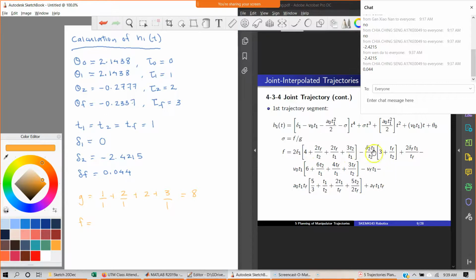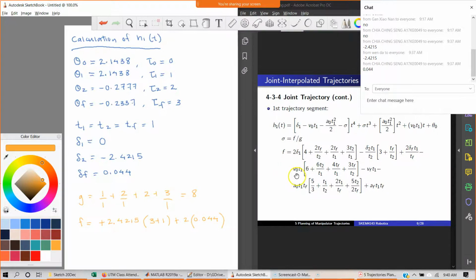Then this one you have to compute. So minus delta 2, we have this minus is positive, right? 2.4215. T1 is 1, T2 is 1. Okay, just leave it as it is. Plus 3 plus Tf is 1, T2 is 1, plus 1. Plus 2 multiplied by delta f, 0.044, right?